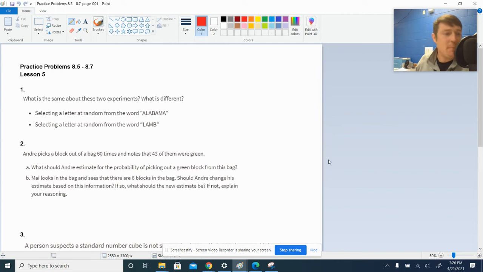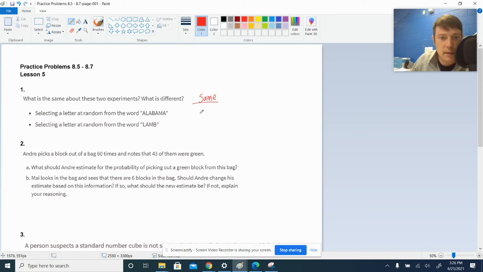What is the same about these two experiments and what is different? Well, if you look at them, they're both randomly selecting a letter from these two words, Alabama and lamb. Something that I noticed that is very similar is their sample space. So something that is the same.